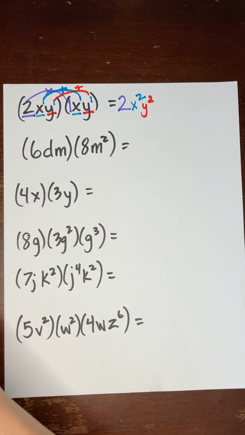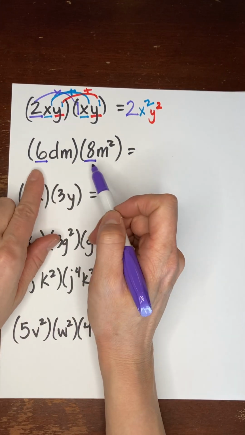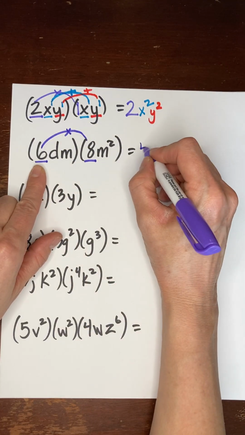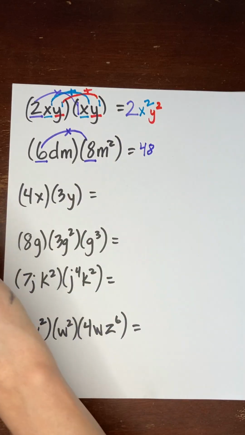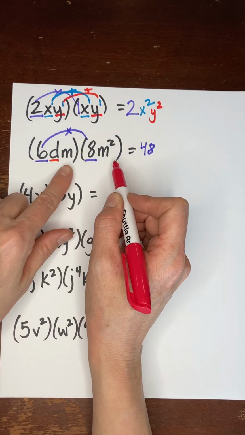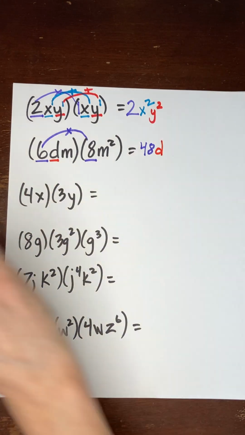Okay, let's look at the next one. 6 and 8 are my coefficients. Those are the numbers in front of the variable. 6 times 8 is 48. Now I'm going to look for my variables. D, I don't have any more d's, so there's nothing for me to simplify or combine. I'm just going to copy the d there.